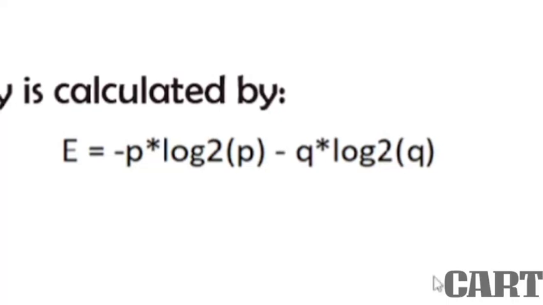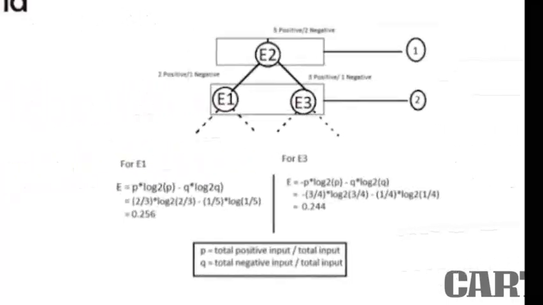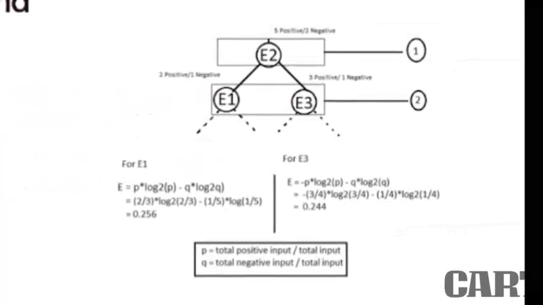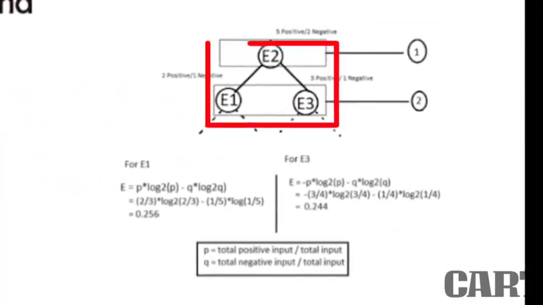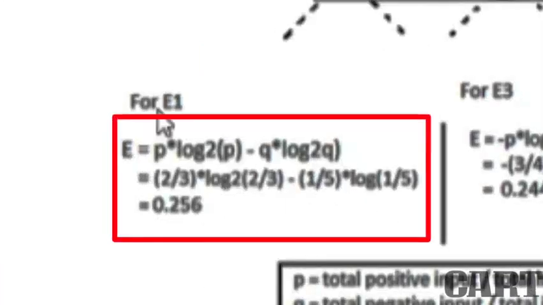Taking an example on the right hand side, we have some kind of node. We'll consider E1, E2, E3. Here you can see a calculation with respect to E1.